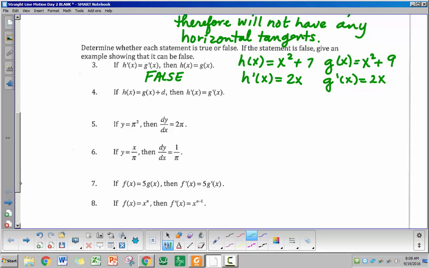Number 4. If h of x equals g of x plus d, then h prime of x equals g prime of x. Yes, it will, because if I take the derivative of this expression, you get h prime of x equals g prime of x, and if d is a constant, which we're assuming in this case, its derivative is 0, so this is true, because the derivative of the constant is 0.